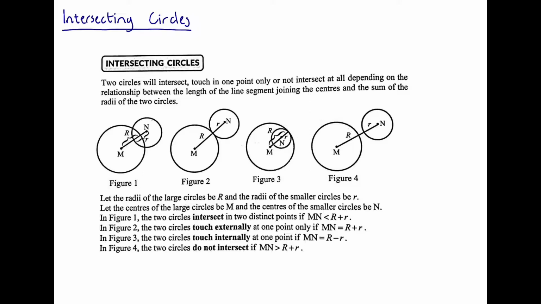And then in figure 4, the circles will not touch at all if the distance from M to N is greater than the big radius plus the little radius. And this little distance here between the two circles accounts for the amount that MN would be bigger than the sum of the two radii.